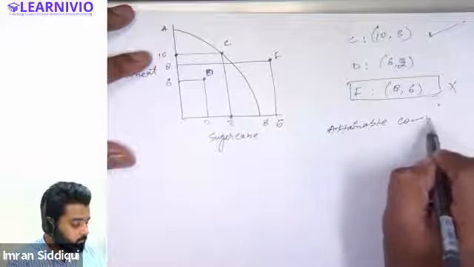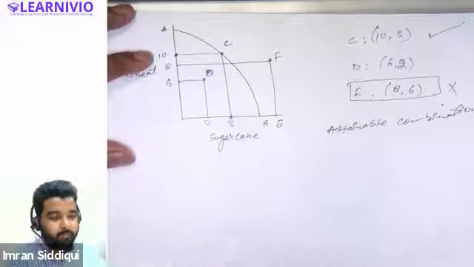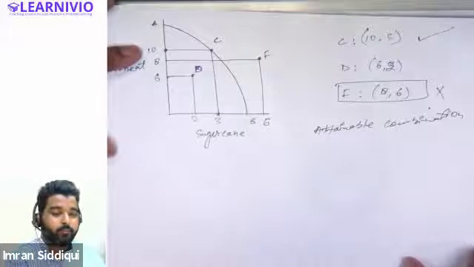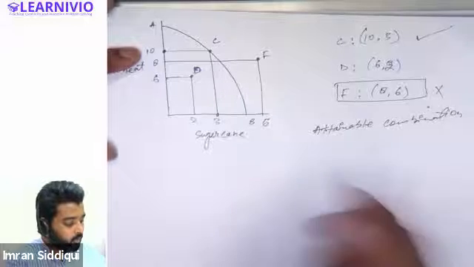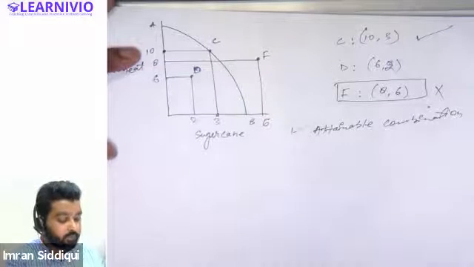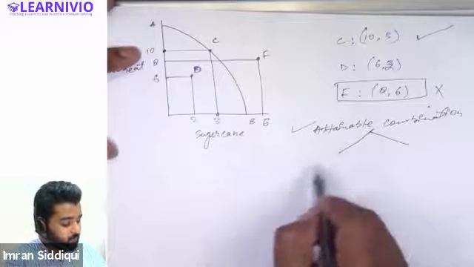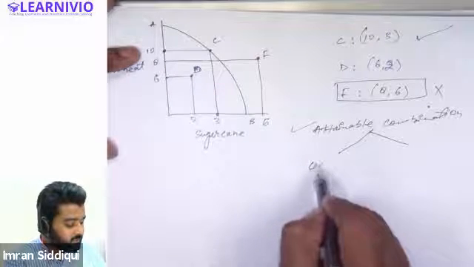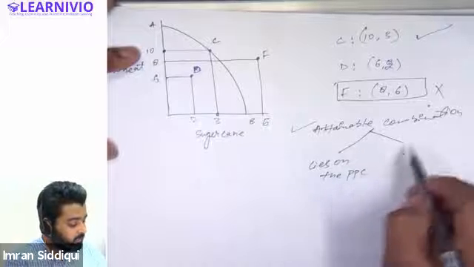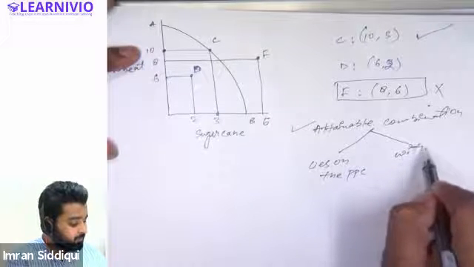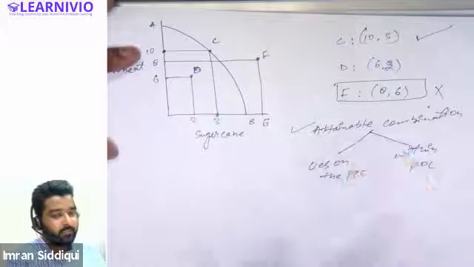Attainable combinations basically means achievable combinations. Any combination of two goods that a producer would be able to produce using his resources and technology, all those combinations will be called attainable combinations. And what are the attainable combinations? Attainable combinations exactly means combinations that lie on the PPC, or any combination that falls within the production possibility curve. All those combinations are called attainable combinations.